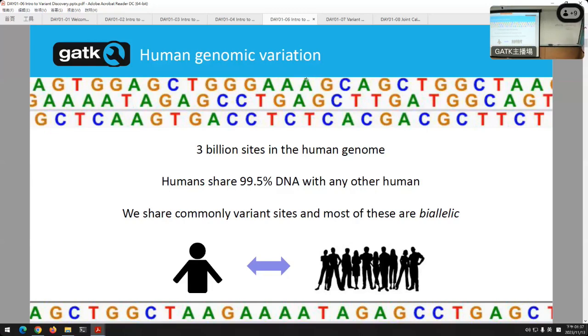Most of those differences are common. That means if I have that difference, that mutation, that variant, then good chance many other people will also. But I'll also have some mutations that are uncommon, that are rare. Maybe I'm the only one in the world that has it. But most of your mutations will be common, like 99% or even more will be common.